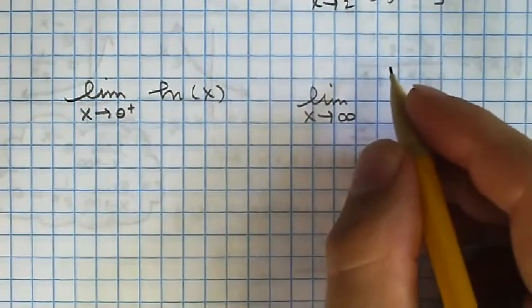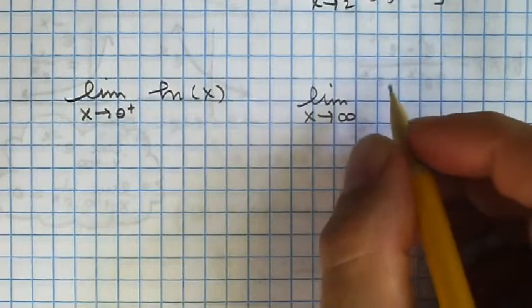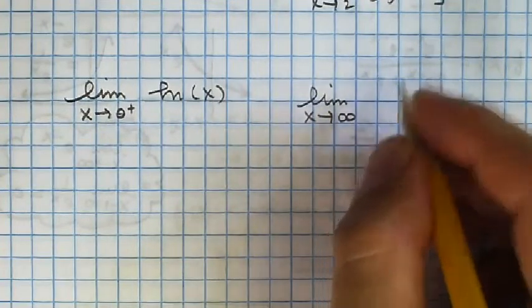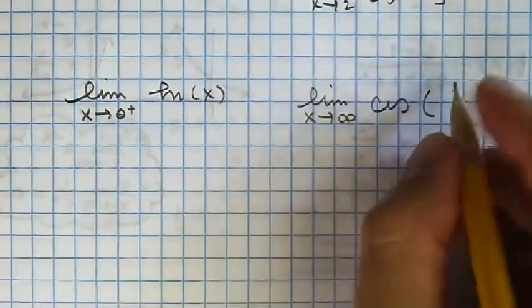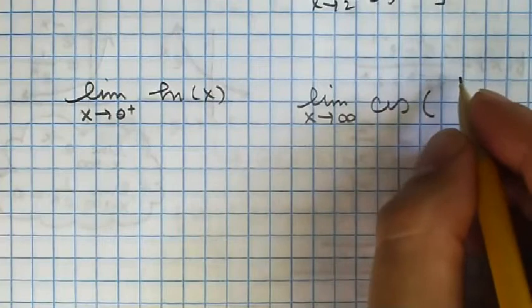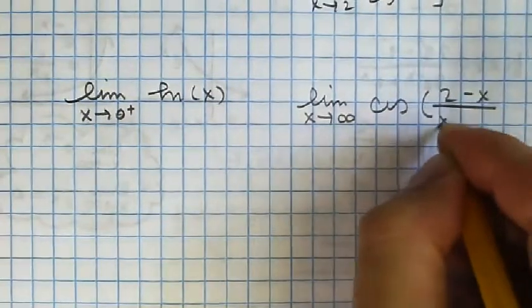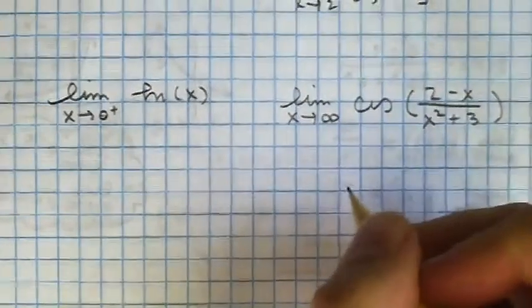Limit as x approaches infinity of, just a second. Oh, yeah. Something like cosine of something complicated. Okay.